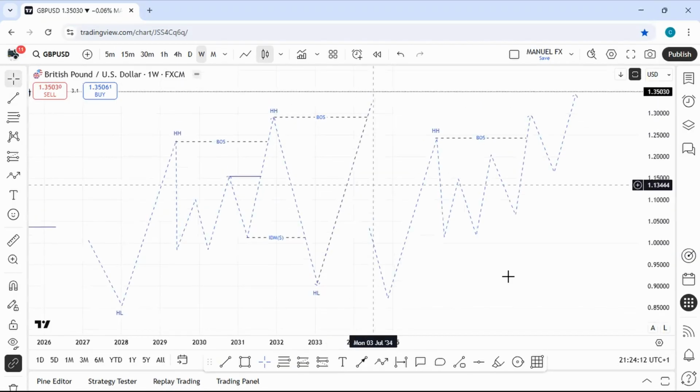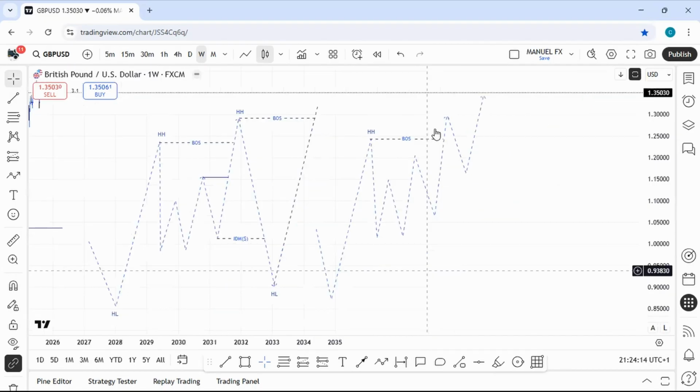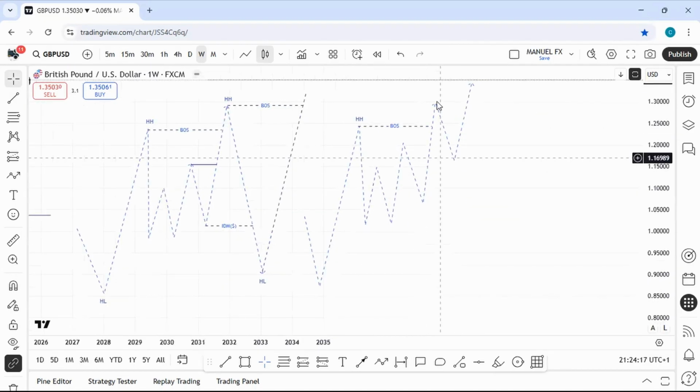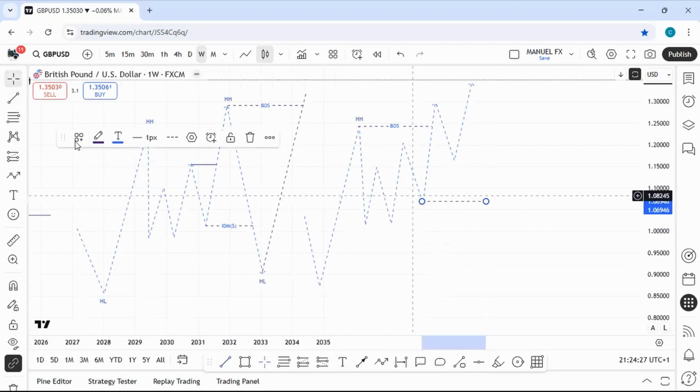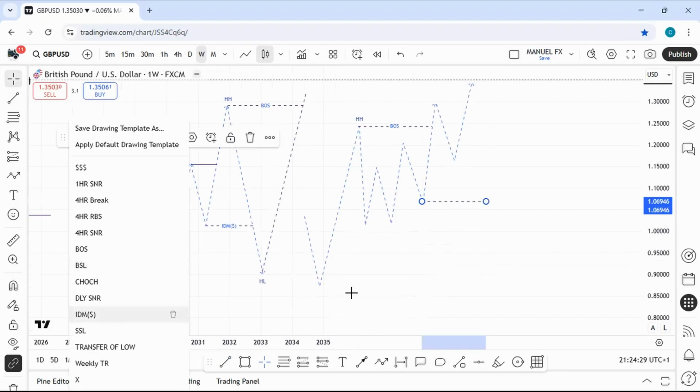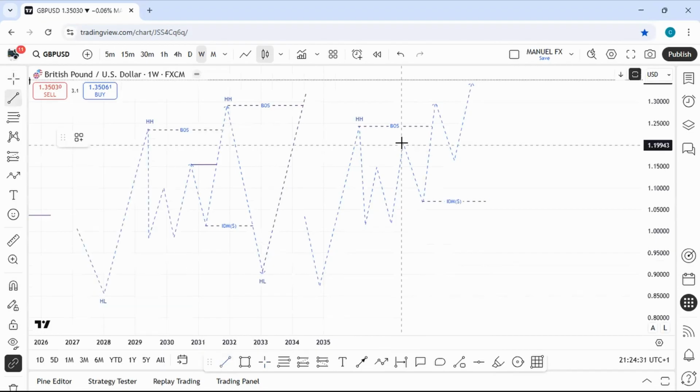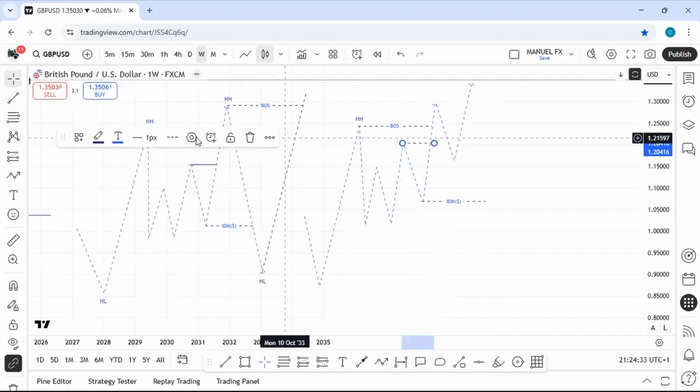Now this is inducement after a break of structure. Now after a break of structure, price did not go out to take out this first and recent inducement. Like I told you, inducement is always the first and recent retracement. Why is it the first and recent retracement? Because the high here was broken.